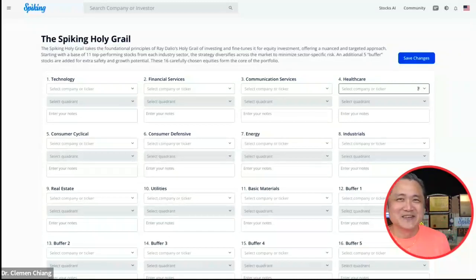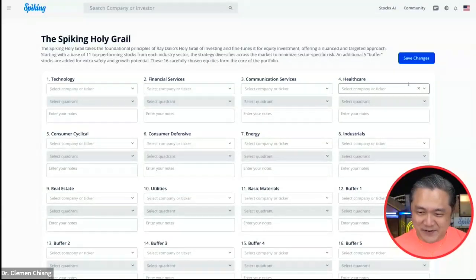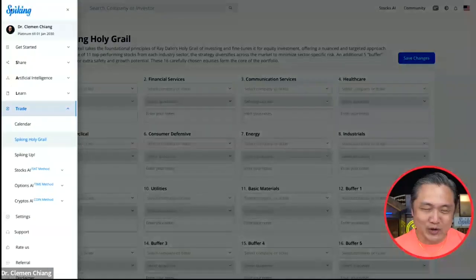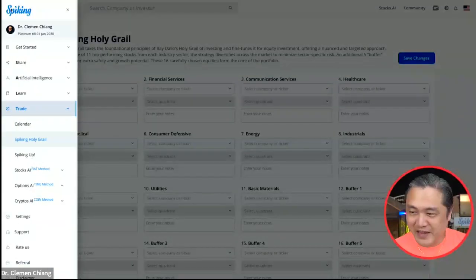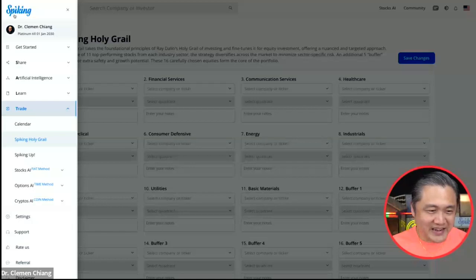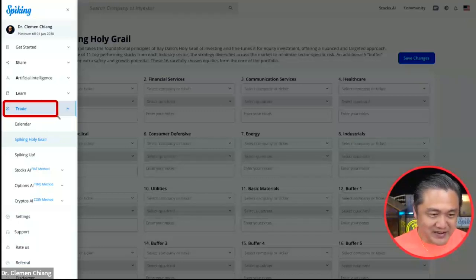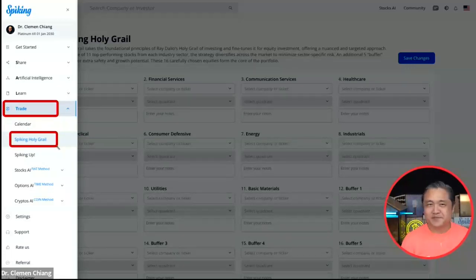3, 2, 1, check this out. This is found by going to your wealth management system, hamburger menu, and then you go to trade, which is SALT. You should be very familiar by now. Go to trade, followed by Spiking Holy Grail. You do that right now on your desktop. Don't do it on your mobile phone. Do it on your desktop. And once you do that, you arrive at here.